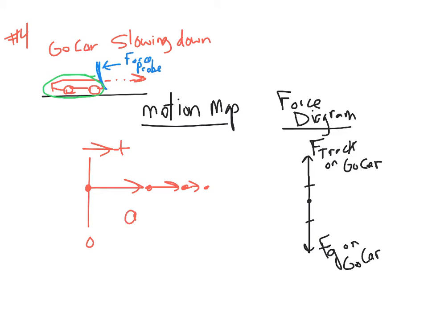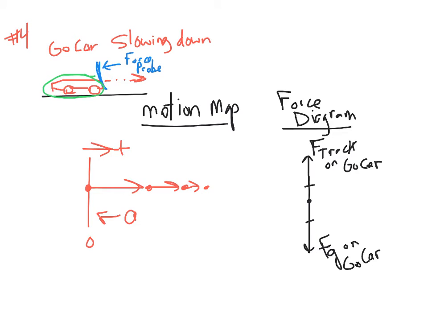That means our A has to be what direction? What's that? I couldn't hear you. Left. Sure. Opposite direction as the motion. Remember, when it's slowing down, the A has to be in the opposite direction of the motion.